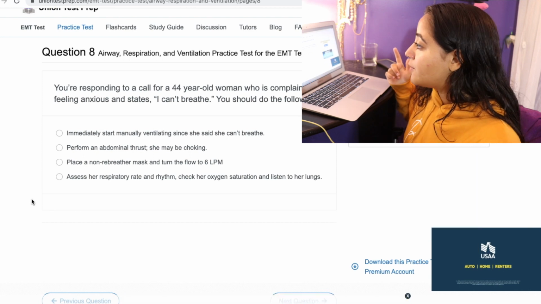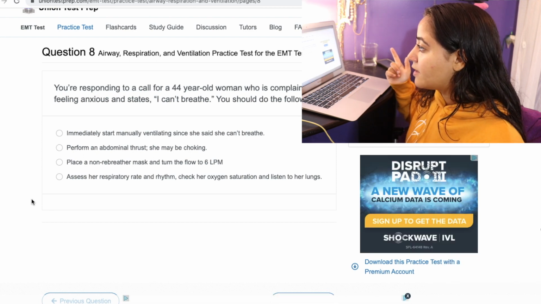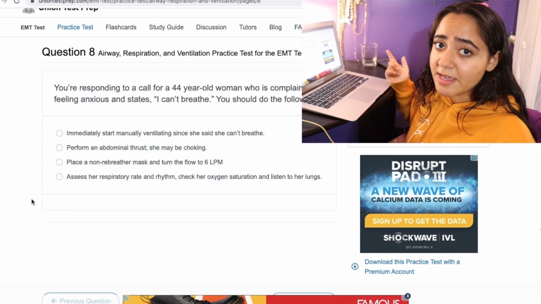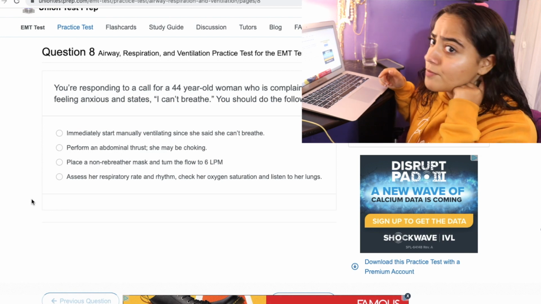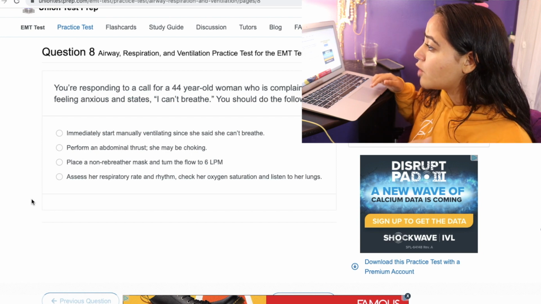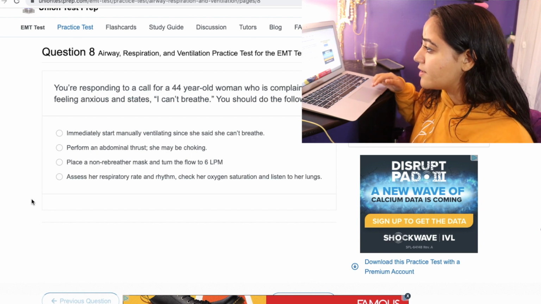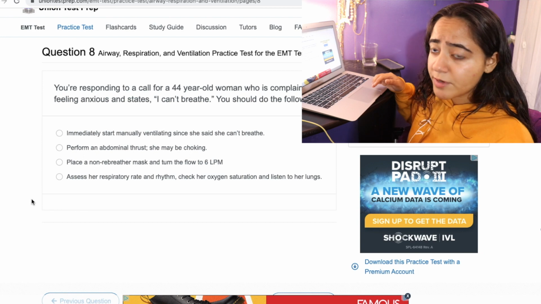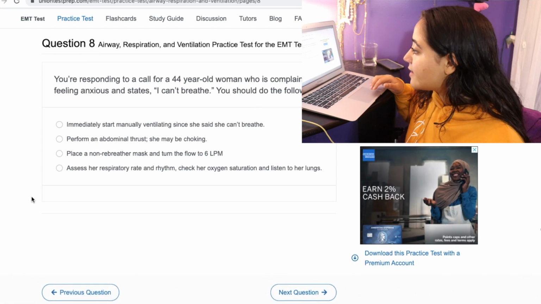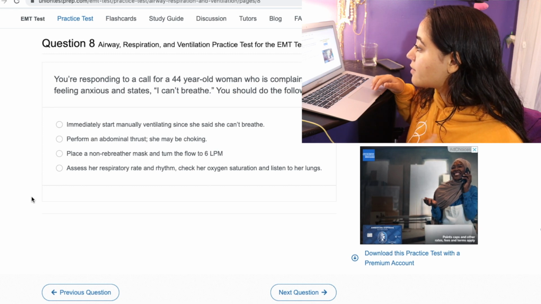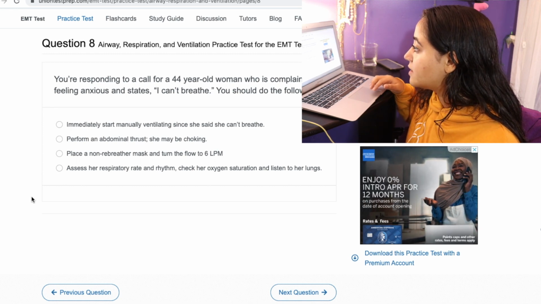Perform an abdominal thrust. She may be choking. She's not choking because she says, I can't breathe. If she's talking, that means her airway is sort of patent. It's just probably her lungs. Place a non-rebreather mask and turn the flow to 6 liters per minute. I agree with the non-rebreather, but I think 6 liters per minute is really low. And assess her respiratory rate and rhythm, check her oxygen saturation, and listen to her lungs.